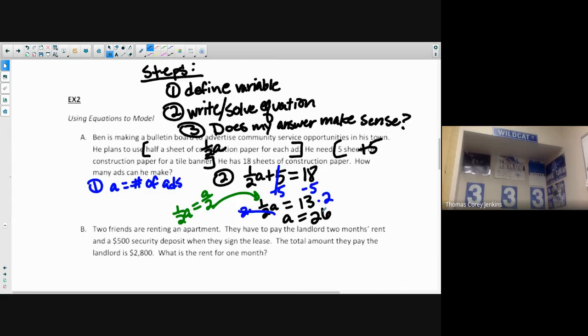On a story problem, you always want to put a label. So that means, remember, a is a number of ads, so that means 26 ads.